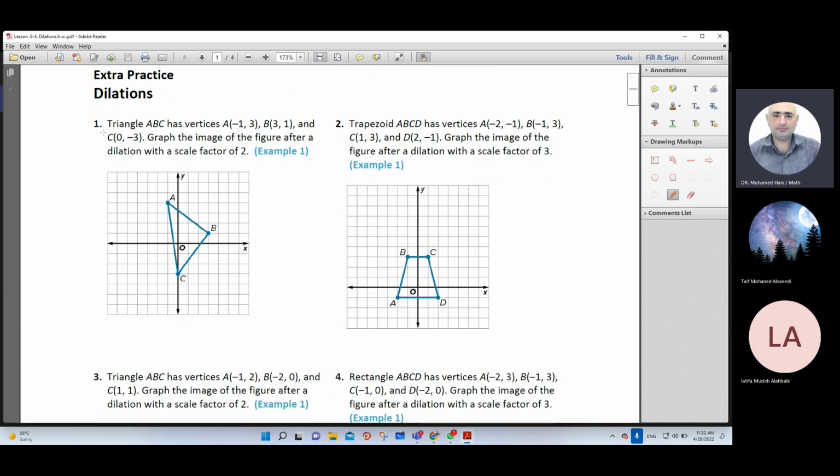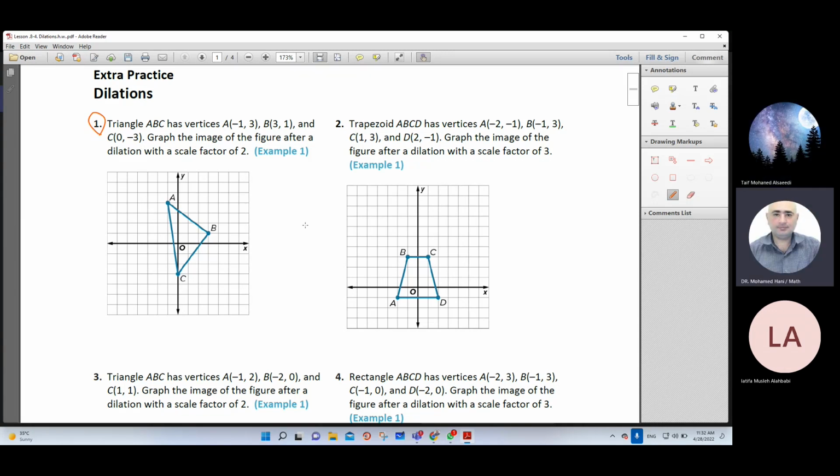Please, can you read exercise number 1? Triangle ABC has vertices A(-1, 3), B(3, 1), and C(0, -3). Graph the image of the figure after a dilation with a scale factor of 2.